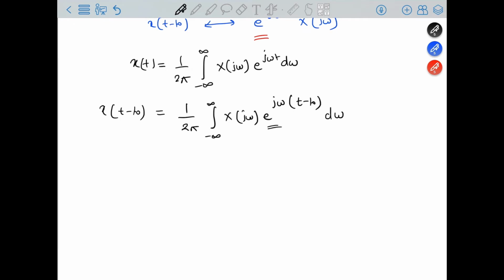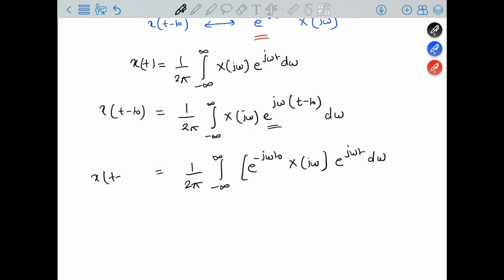Now we'll expand this. We can write it as 1 over 2 pi, integral from minus infinity to infinity of e raised to the power minus j omega t naught multiplied with X(j omega) e raised to the power j omega t d omega. Now here is some property which I want to discuss: in this case X(j omega) and x(t) form a Fourier transform pair. So x(t) was the signal and X(j omega) was the Fourier transform of that signal.